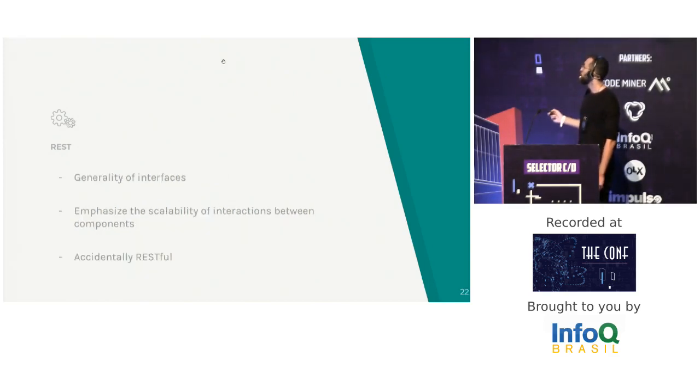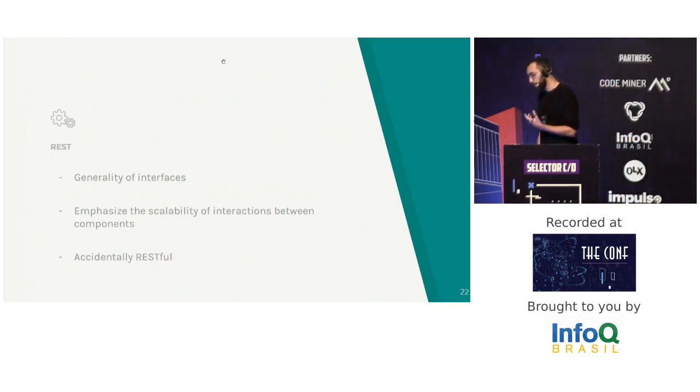So Roy Fielding, when he created the REST architectural restrictions, wanted to give your system a general interface and emphasize the scalability of interactions between your components. So he created these rules so you can create a scalable system. And one fact that comes from this is that, okay, there are rules, but you don't have to follow them 100%. You can follow just a bunch of these rules, and your system is called accidentally RESTful because you do not follow 100% of the rules of REST.